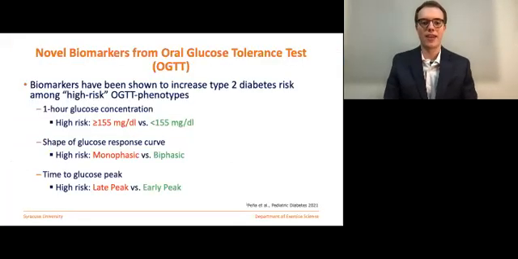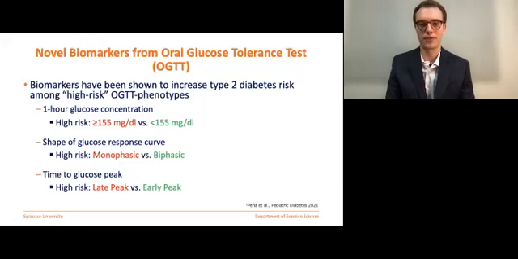Now, there is an increasing interest in glucose concentration during an oral glucose tolerance test as biomarkers that differentiate type 2 diabetes risk among both the youth and adult populations. These biomarkers include the 1-hour glucose concentration, the shape of the glucose response curve, and the time to glucose peak. These biomarkers have been further characterized into high-risk and lower-risk phenotypes.